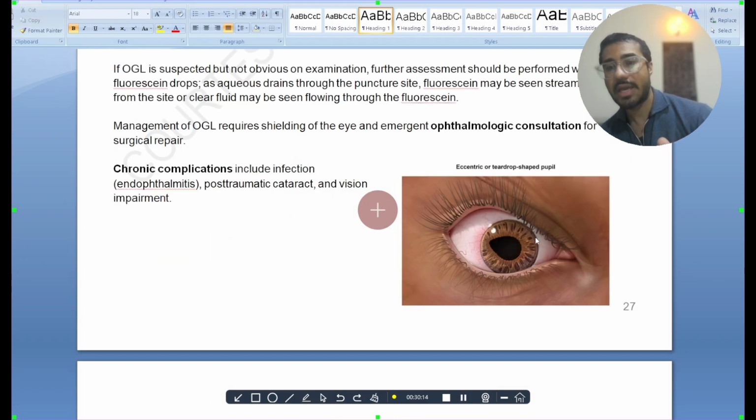So here is an example of damage to the iris muscle. An eccentric or teardrop shaped pupil means that the iris muscles have been torn or damaged. That is why you get an oddly shaped pupil. So, if you see an oddly shaped pupil, it's an open globe injury. And I've also explained the mechanism. The mechanism is that the cornea is punctured and then the iris muscles are torn by any particle or any debris that hits the eye.